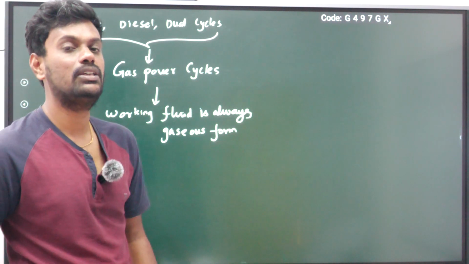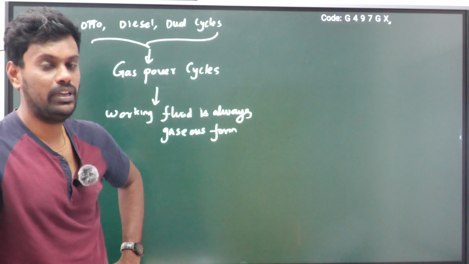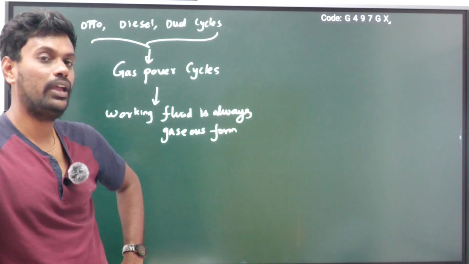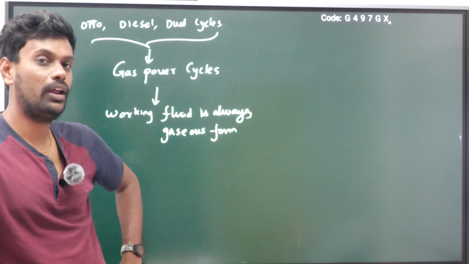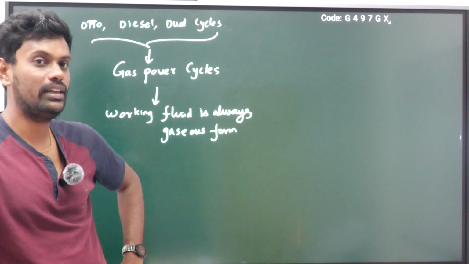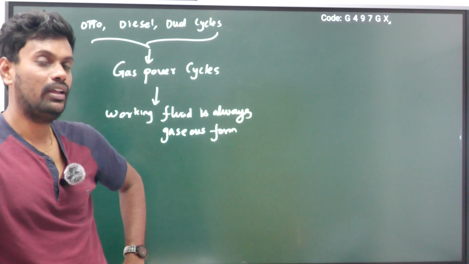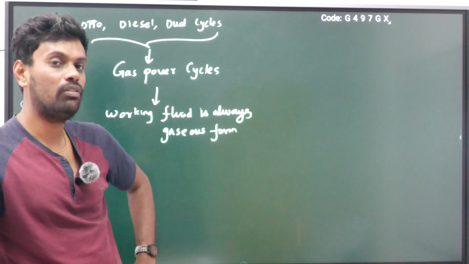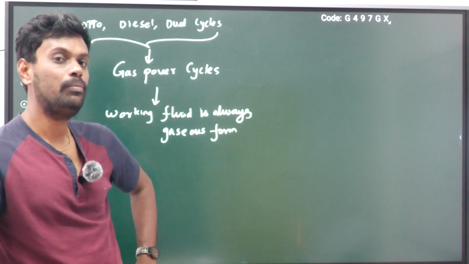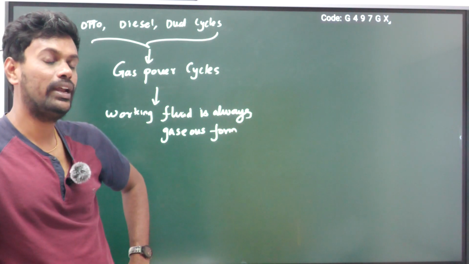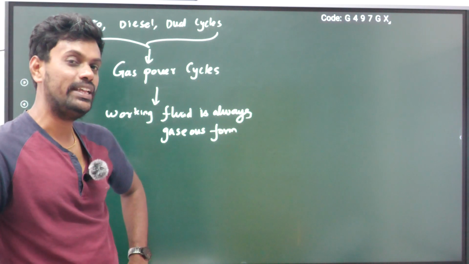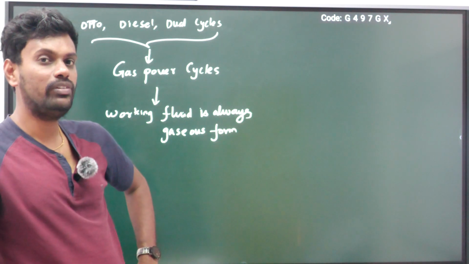Otto cycle is used in petrol engines. In our bikes, all engines work based on the Otto cycle principle. In automobiles like cars and buses, the engines are diesel engines, that is, they work based on the diesel cycle. And the dual cycle is the combination of both Otto cycle and diesel cycle. To improve the efficiency of the system, they have also included the dual cycle. So you have understood the basics of Otto, diesel and dual cycle. Now we will see them one by one.